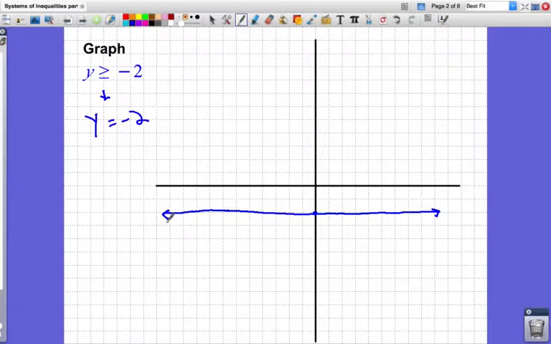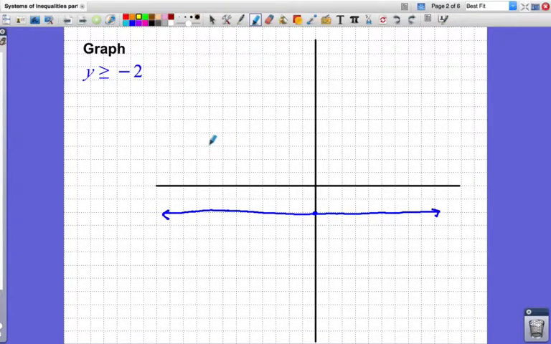So I have my horizontal line. There's my graph for y is equal to negative 2. Now I'm going to forget that I graphed y is equal to negative 2, and I realize, okay, now I have y is greater than or equal to negative 2.